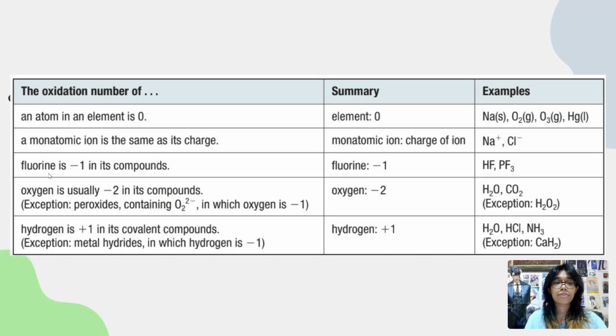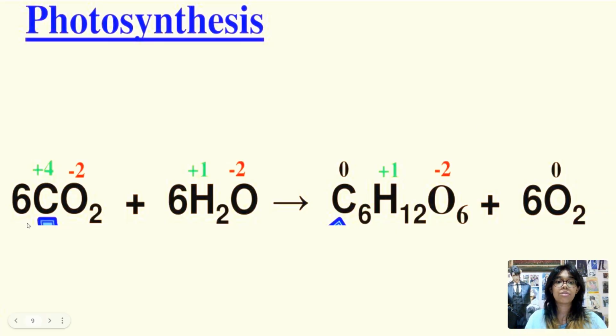And this table is coming back from earlier, but we're going to be focusing on this first one, which says the oxidation number of an atom in an element is 0. An example of this is O2 gas. So now this is our photosynthesis equation. And from earlier, you can see our oxidation numbers over here, like +4, -2.